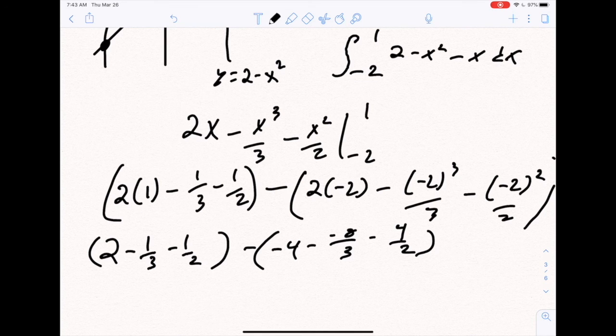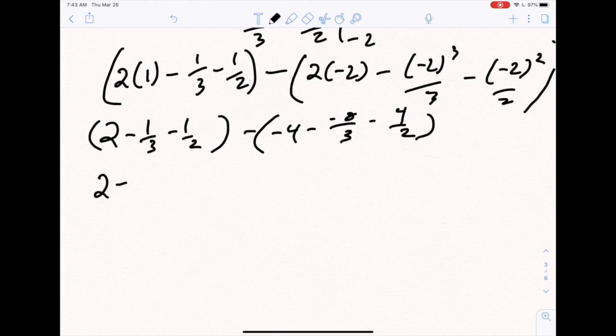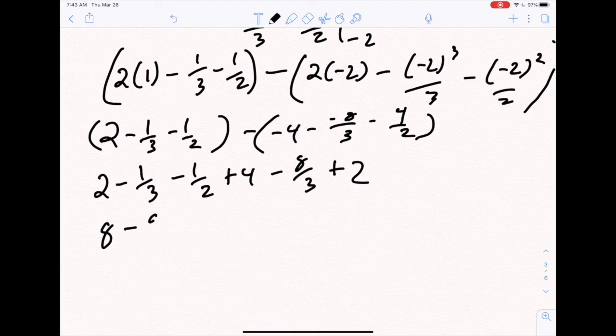So we can distribute this negative in here, and this works out to be 2 minus 1/3 minus 1/2 plus 4 minus 8 over 3 plus 2. And again, that's because 4 over 2 is 2. So here we collect our like terms. We get 8 minus 9 over 3 minus 1 over 2.